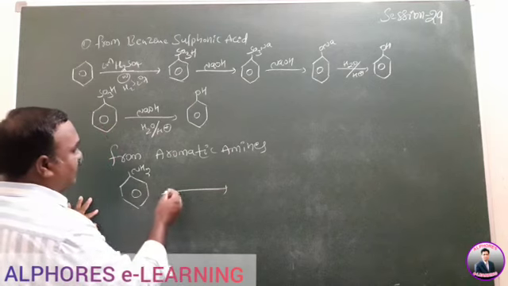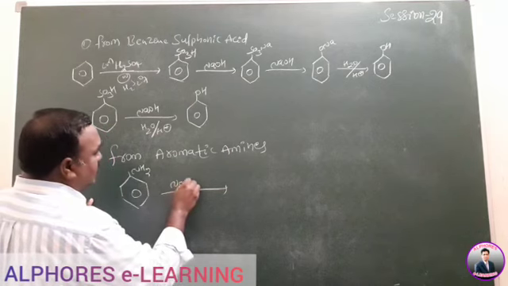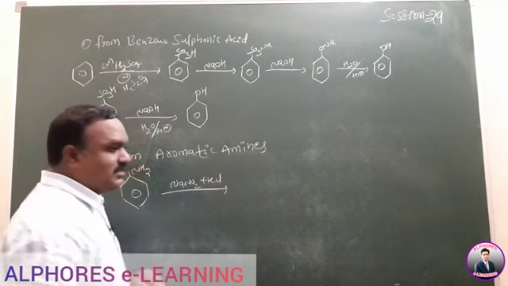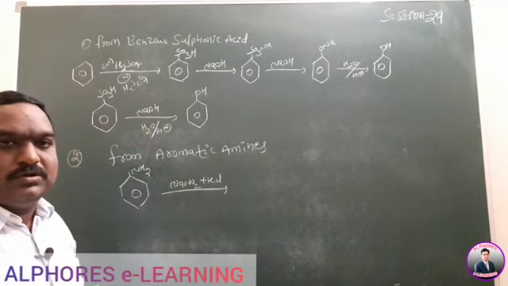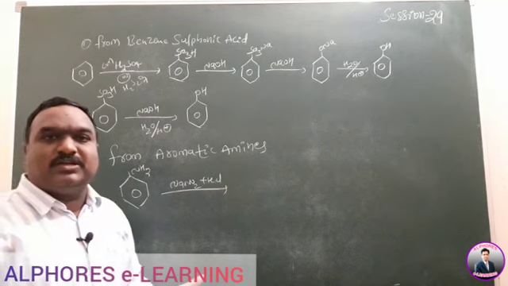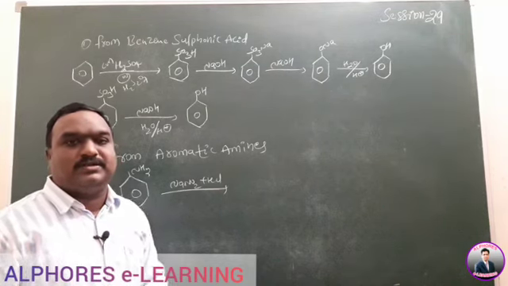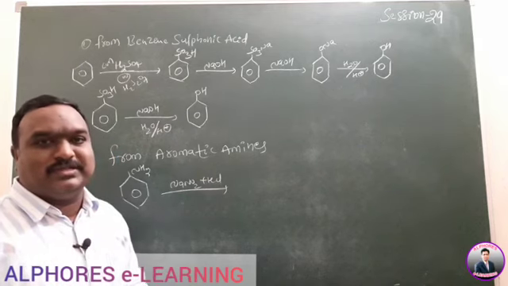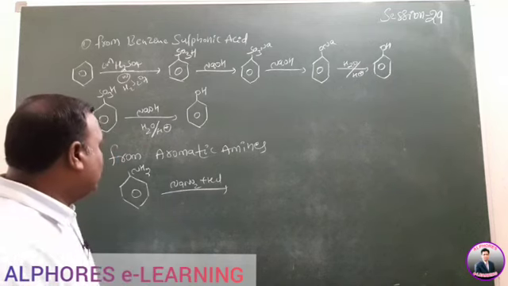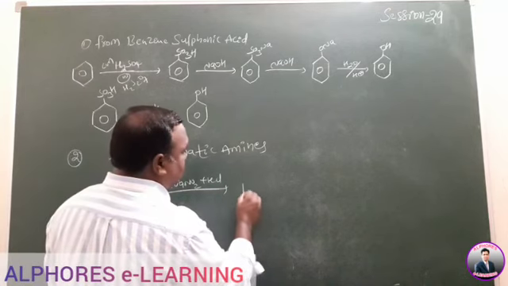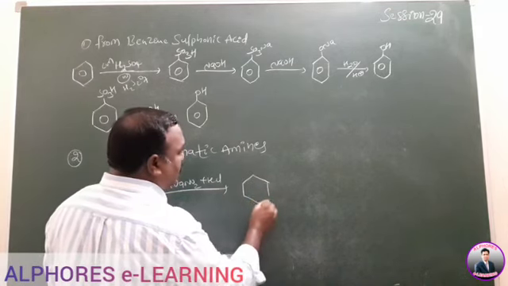What will happen in this case? The compound reacts with NaNO2 plus HCl mixture at 0 to 5 degree centigrade temperature. Otherwise you can take HNO2 directly, but we have to maintain the temperature at 0 to 5 degree centigrade. So the NH2 group converts into N2 plus, and benzene diazonium chloride is formed here.